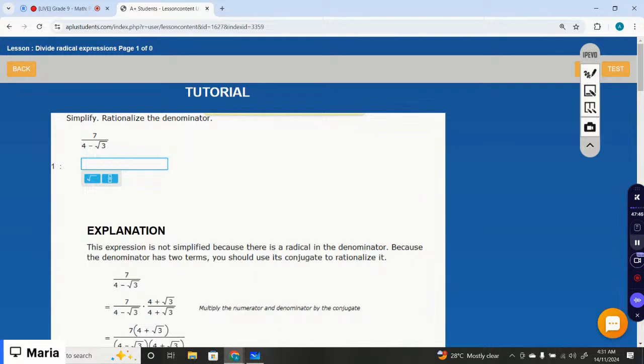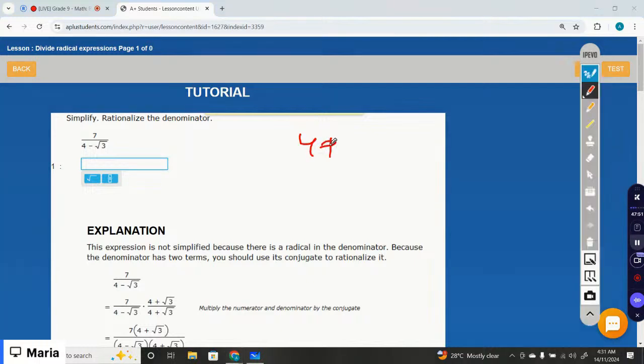What is a conjugate? For example, here you have 4 minus square root 3. The conjugate of this is 4 plus square root 3, just the same terms with an opposite sign. So you have to multiply and divide with the conjugate.